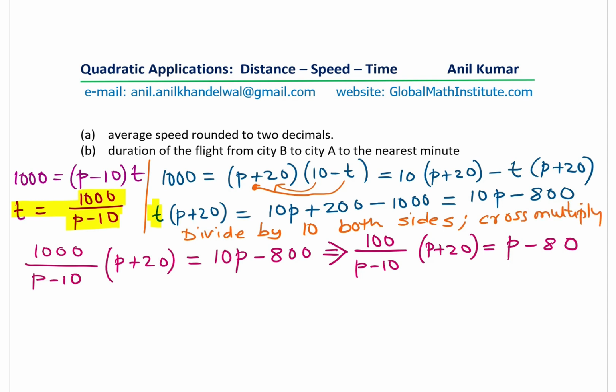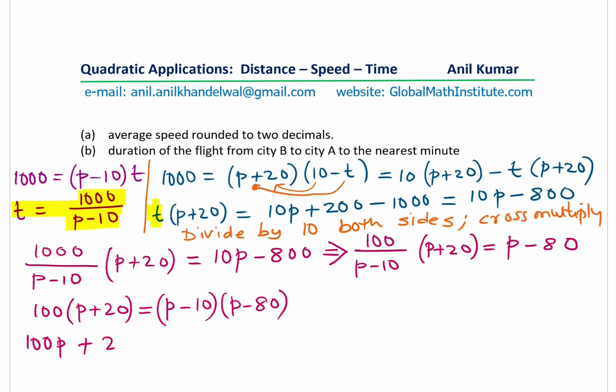Now when I say cross multiply, I'm going to multiply with this term p minus 10, the right hand side, right? So what we get here is 100 times p plus 20 equals p minus 10 times p minus 80. So let's open this up, and we get 100p plus 2000 equals p square minus 80p minus 10p plus 800. So we have a quadratic equation since this p square is there with us, right?